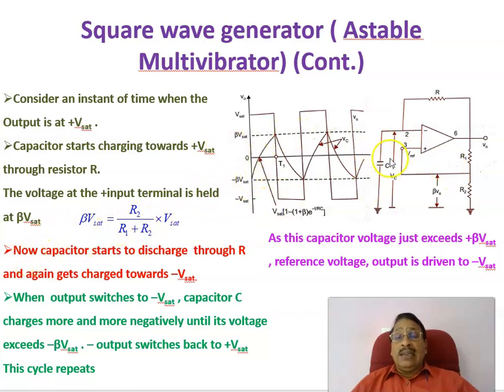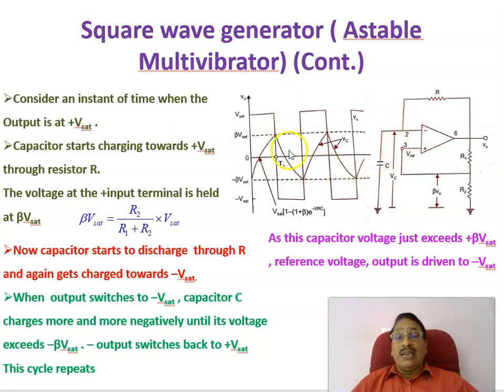Now, once the output is minus V sat, and the capacitor was already charged to plus V sat, the capacitor discharges through this R towards 0, and then charges in the reverse direction towards minus V sat, with minus here and plus here. Because once the output has changed to minus V sat, the feedback or reference voltage is now minus beta V sat.